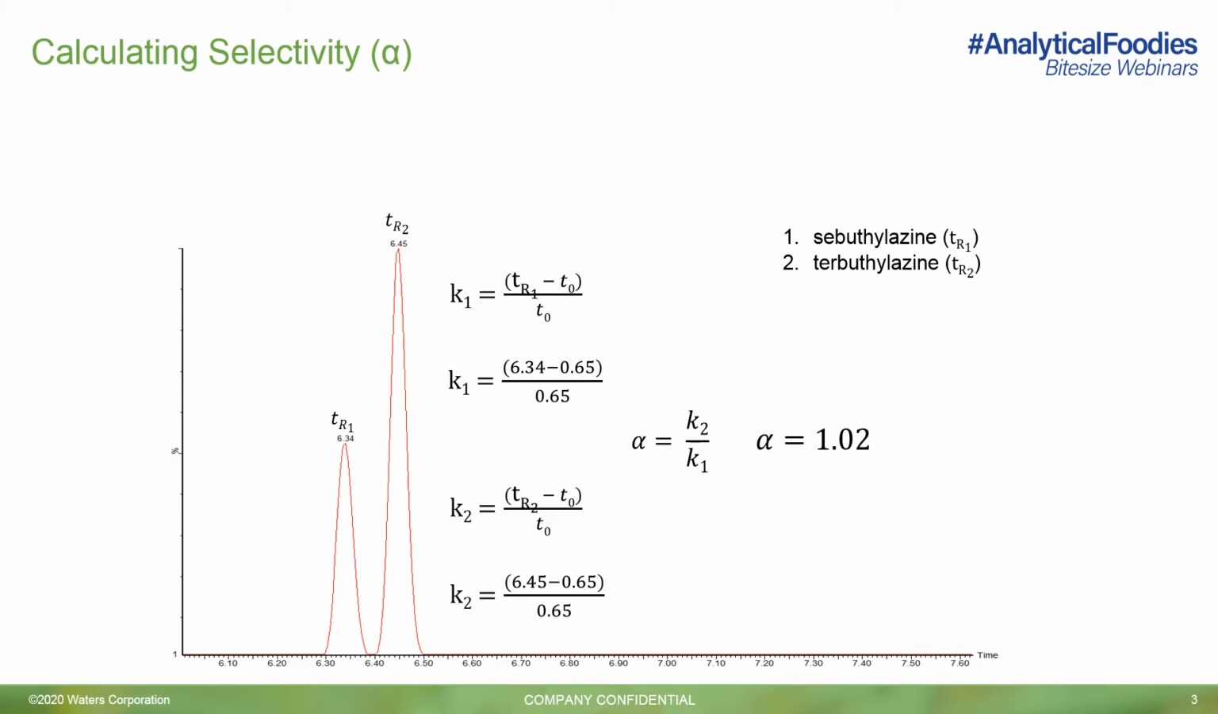If we take sebuthylazine and terbuthylazine and calculate the selectivity of the separation shown in this example, then we get a result of 1.02. The value will increase if the separation between the two peaks is improved, or decrease if the peaks are closer to each other. The drawback to this calculation is that it only takes into consideration the peak maxima and does not account for peak width. An alternative approach would be to calculate peak resolution, which considers both retention time and peak widths, such as the USP resolution equation.